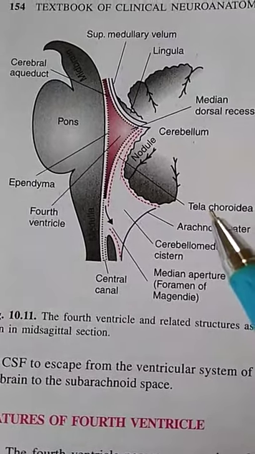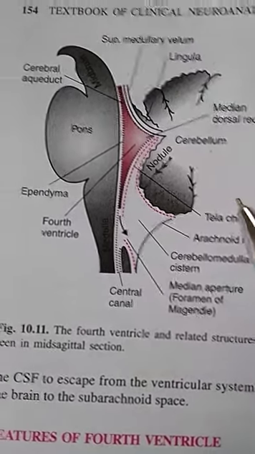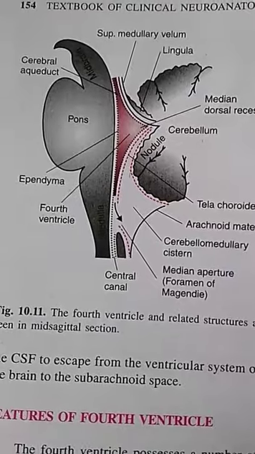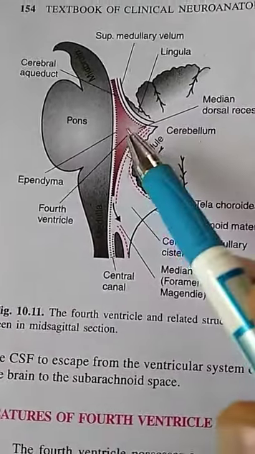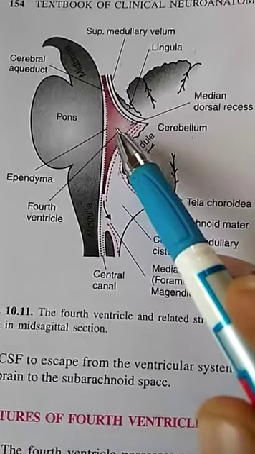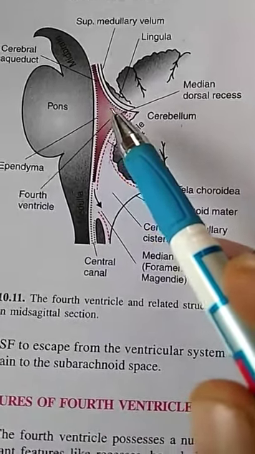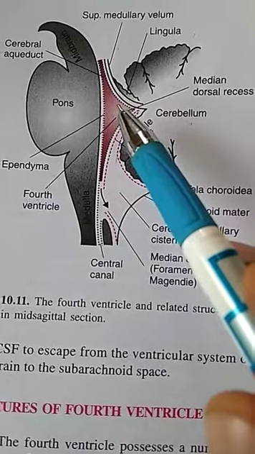So today's topic of discussion is the fourth ventricle and circulation of CSF. First we will discuss the fourth ventricle, then we will discuss the circulation aspect. So why should we learn about the fourth ventricle?